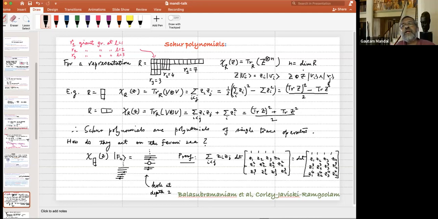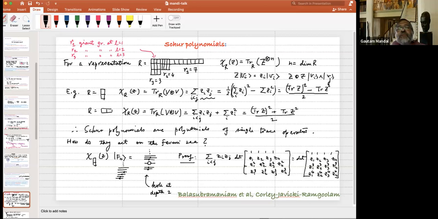This action has eigenvalues zi zj like this, and because the basis is Vi wedge Vj with i less than j, the set of all eigenvalues in this totally antisymmetric representation is zi zj for i less than j. So when you sum them all up, it is this sum, zi zj with i less than j, and that of course can be written in terms of the square of the sum of zi and the sum of zi squared. So you can easily find that out.